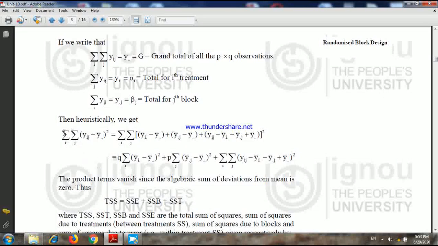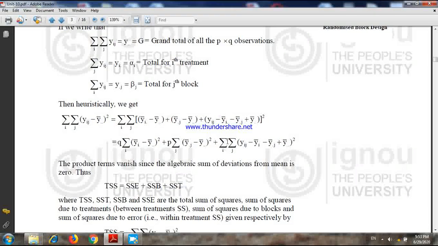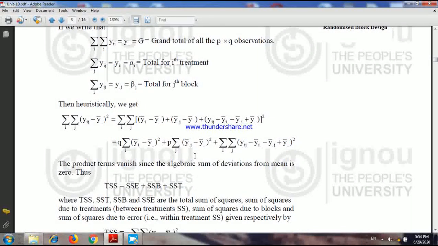Now what is this? This quantity is termed as TSS. TSS means total sum of squares, and this is called sum of squares due to errors. They have written SSE at the beginning. You can write it later on also. That means at the last position you bring it here, SSE. So TSS equals this, this is called SS due to blocks, and this is called SS due to treatment.